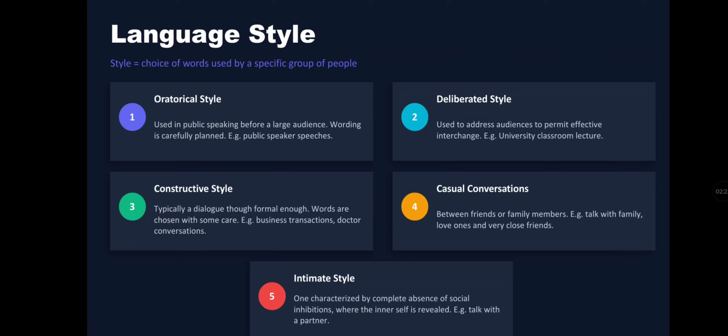Now let's understand some of the styles of language. What we mean by style is a choice of words used by a specific group of people. The different kinds of language styles are oratorical style, deliberative style, constructive style, casual conversation, and intimate style.